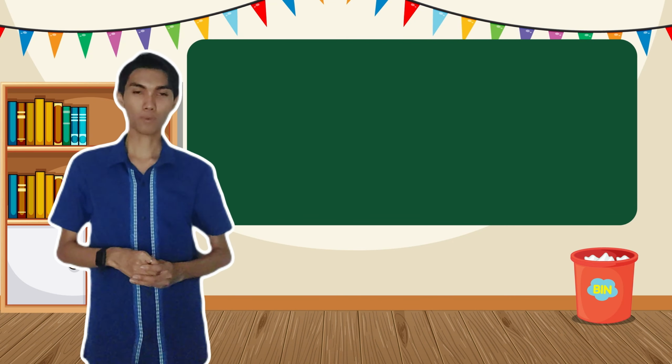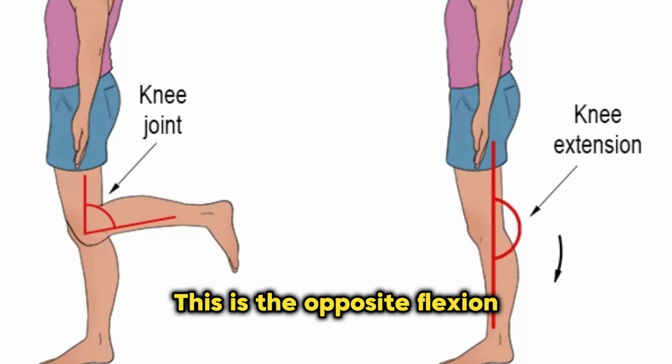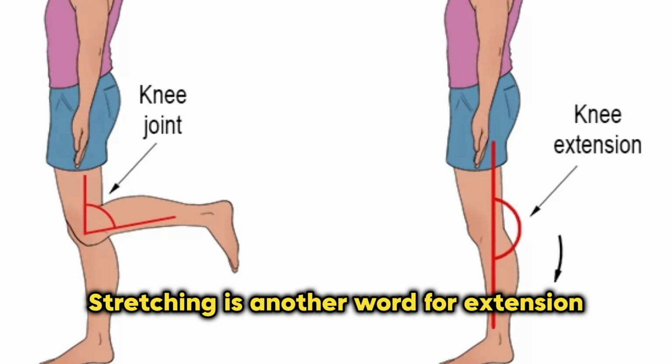The second one is what we have, the extension. This is the opposite of flexion. You are extending if you are increasing the angle of a joint. Stretching is another word for extension.